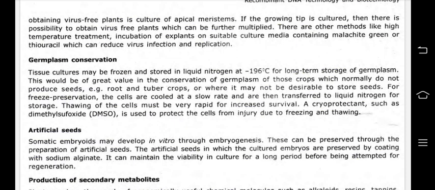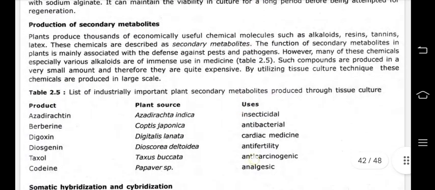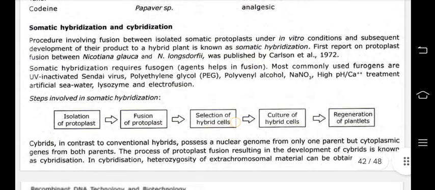These are related to plants, not animals. So I'm going to skip them because I'm focusing on animals.